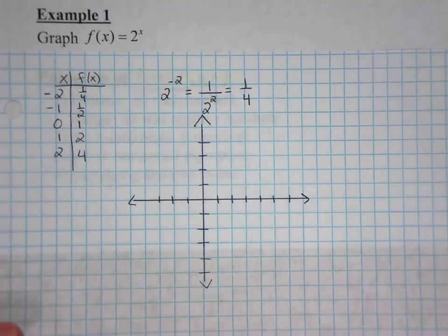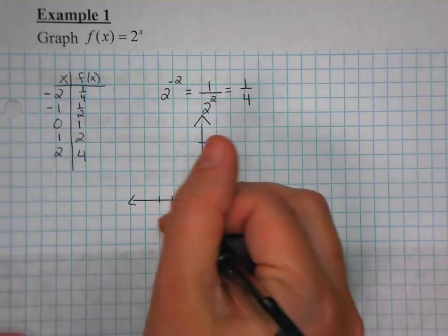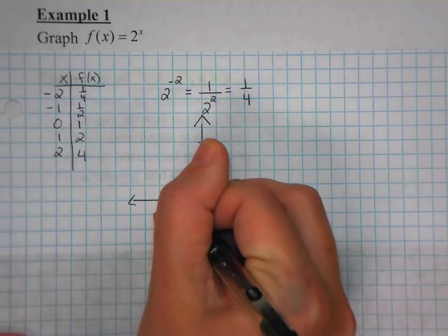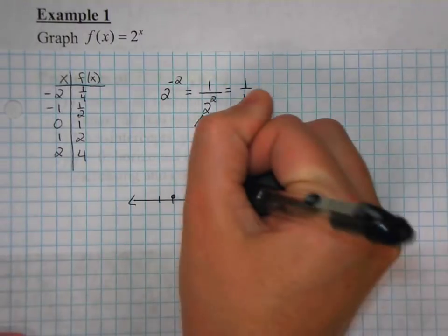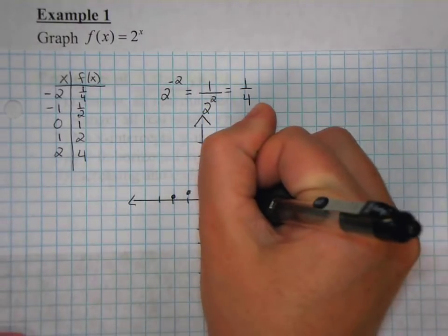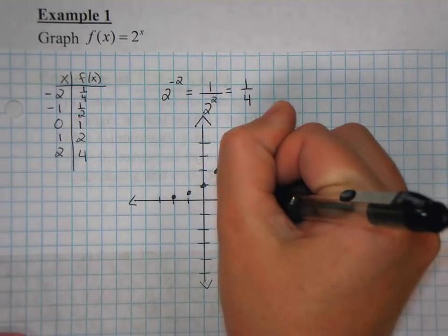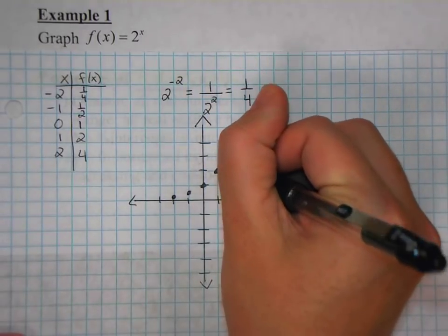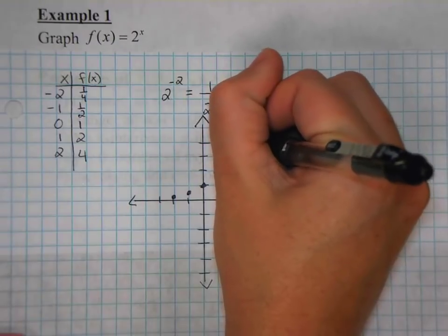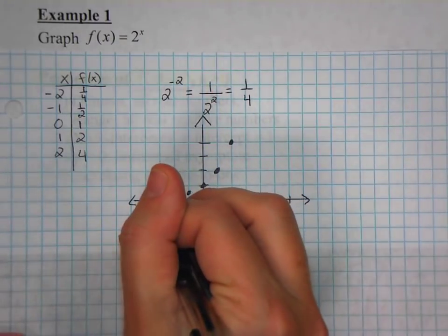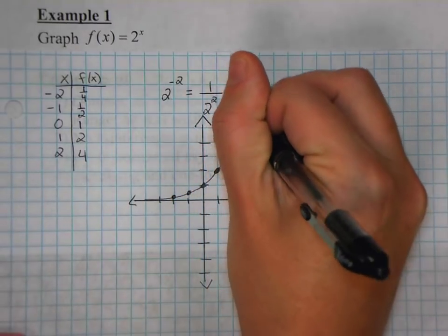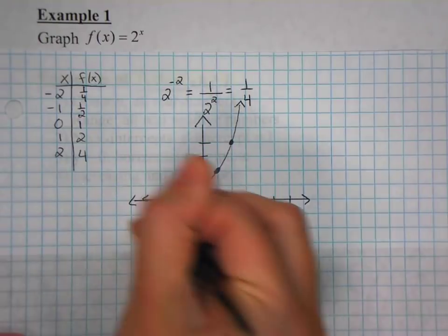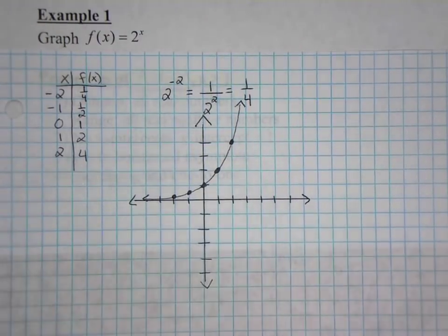And if I plot my points, negative 2, 1/4, negative 1, 1/2, 0, 1, 1, 2, and 2, 4. And hopefully this shape or curve looks familiar to you from when you graphed exponential functions in the past.